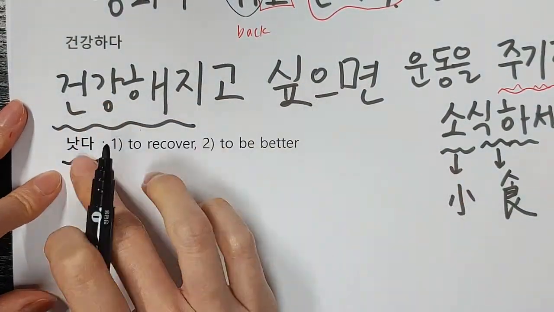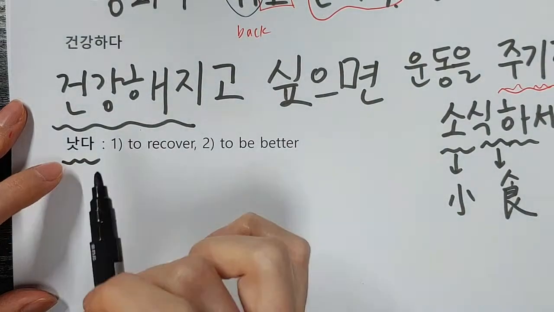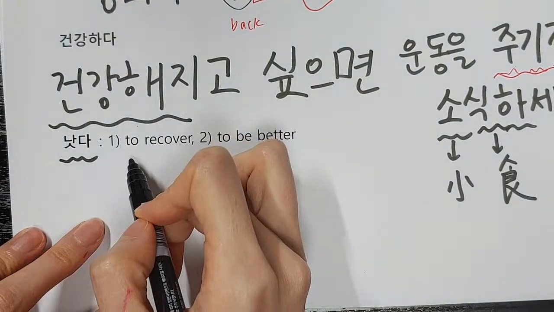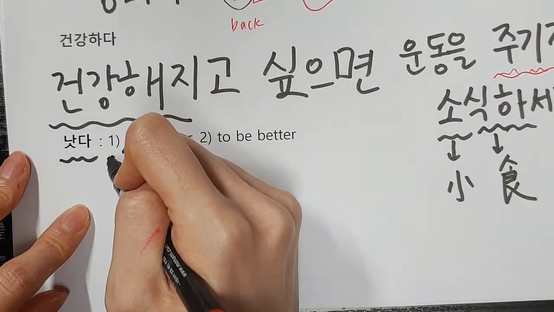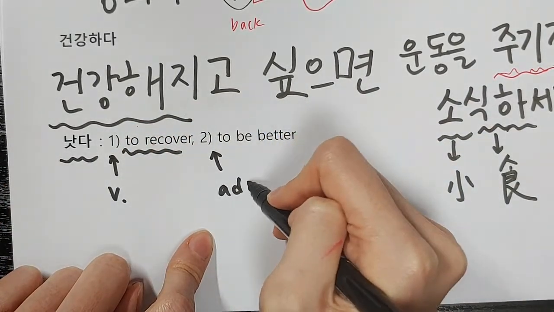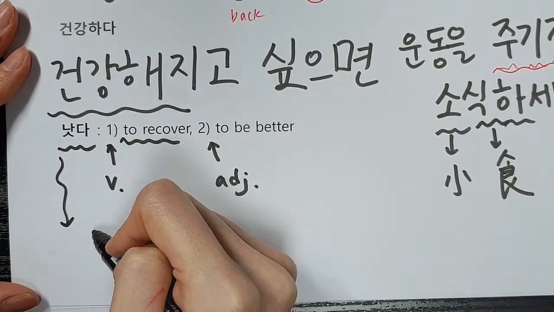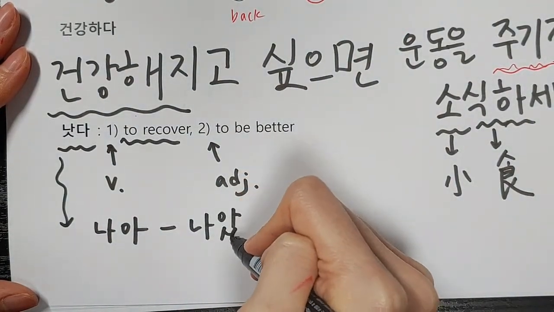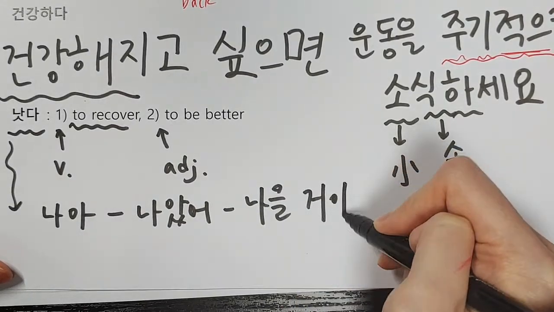I'm pretty sure you remember this, adjective or verb, from the irregular verb conjugation lesson. And 낫다 actually has two meanings, guys. When it means to recover, it's a verb. And when it means to be better, it's an adjective. From the irregular conjugation rule, we learned that 낫다's conjugation goes like this. 나아, present tense. 나았어, past tense. And future tense is 나을 거야, right?